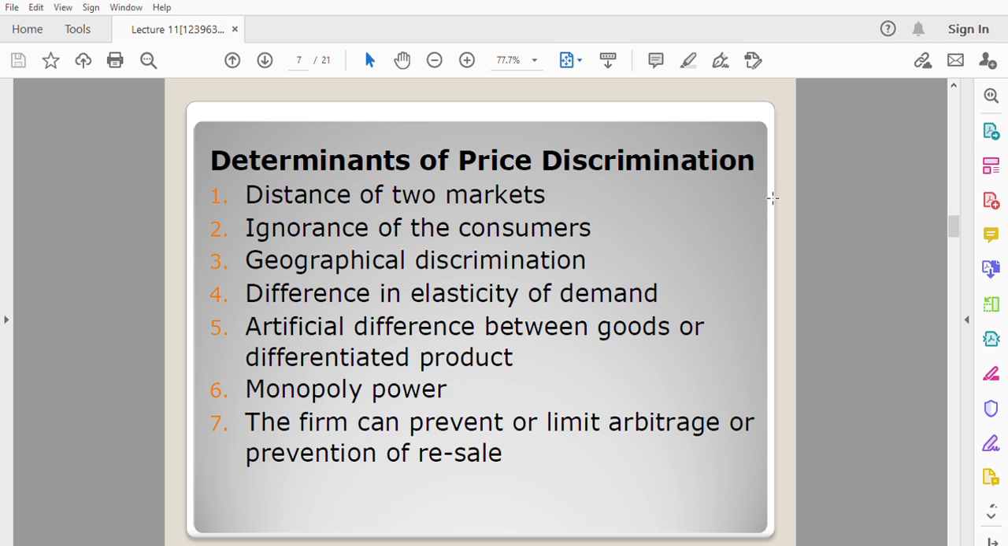So you can't take a commodity from Ghana to the UK. I'll charge the high price here because, though the UK is ready to buy it at a low price, you cannot just transport it.